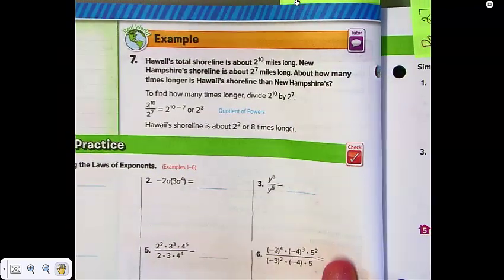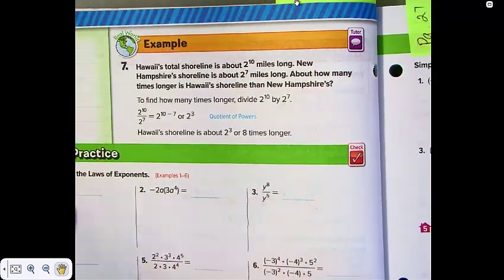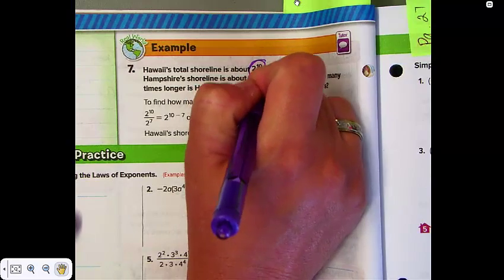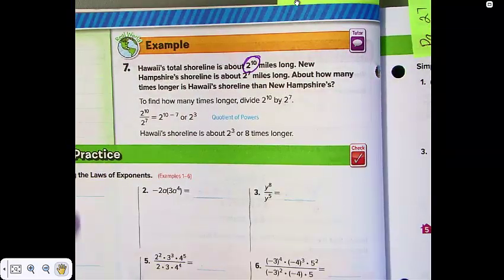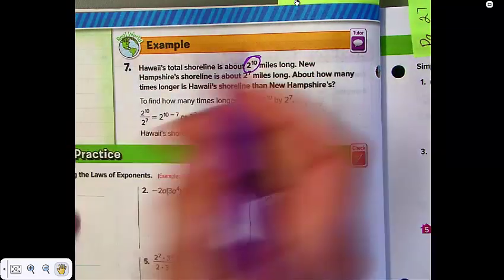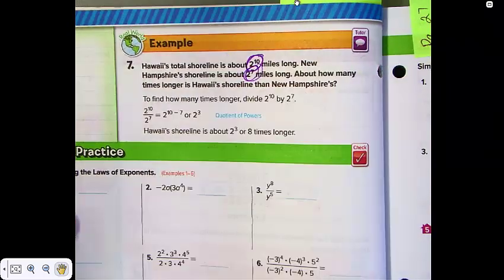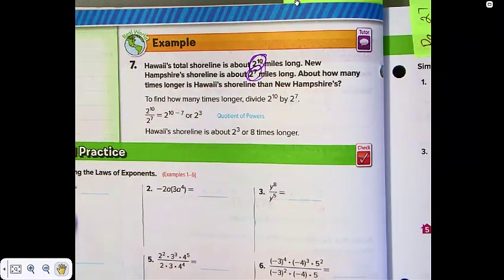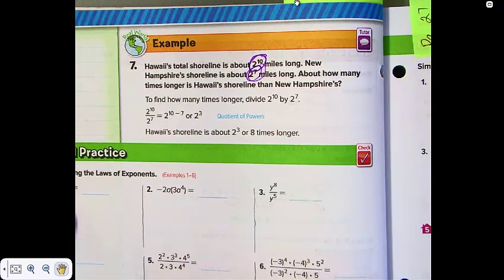All right, last example. This is a word problem. It's talking about Hawaii. So I need this number out of it. This is how many miles long the shoreline is. It's 2 to the 10th by 2 to the 7th. And it says about how many times longer is Hawaii's shoreline than New Hampshire's.